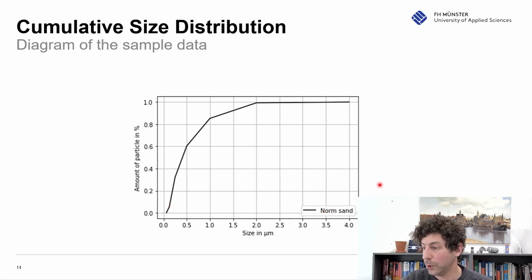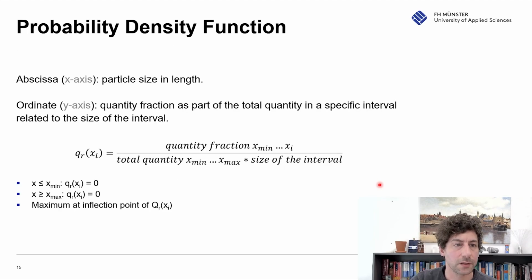So this is the cumulative size distribution. The next one is called the probability density function. And here we again have the particle size on the x-axis, but now we have the quantity fraction as part of the total quantity in a specific interval, related to the size of the interval.